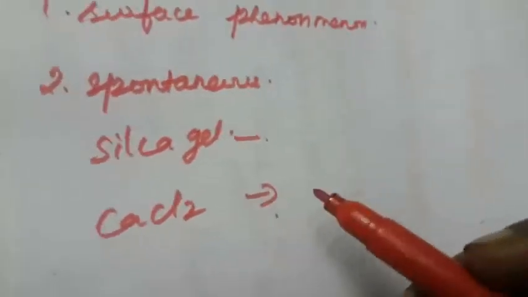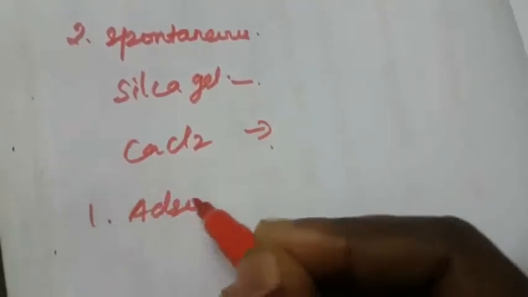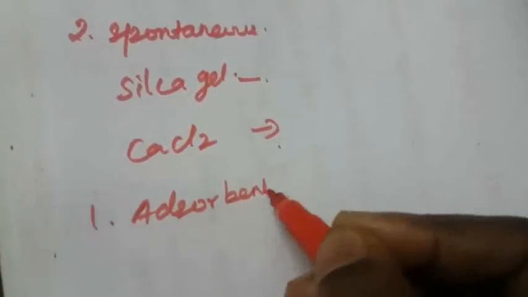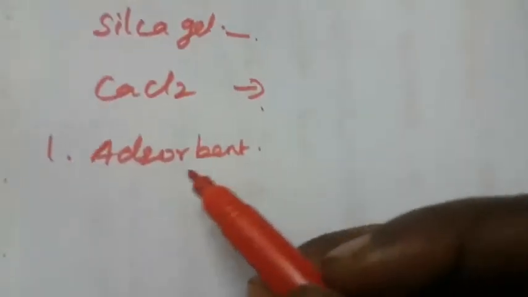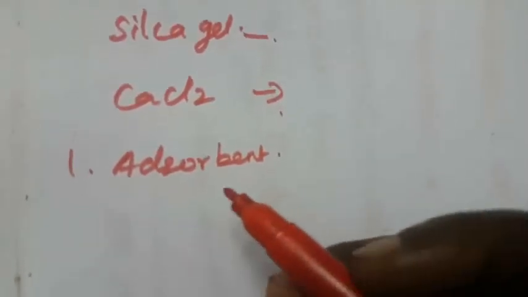And the next one is what is meant by adsorbent. That is two things we are going to learn. What is meant by adsorbent? The reaction takes place on the surface. So the substance on which the reaction takes place is called the adsorbent.